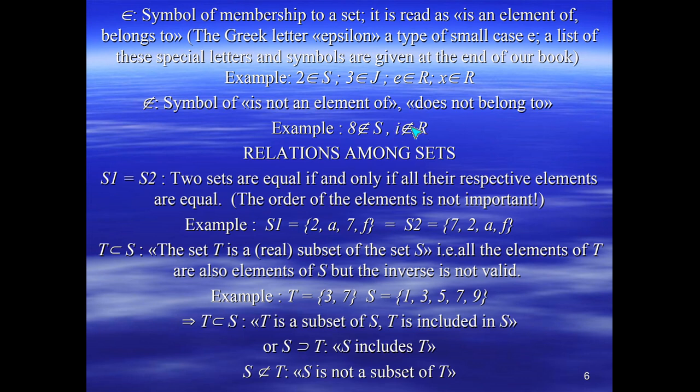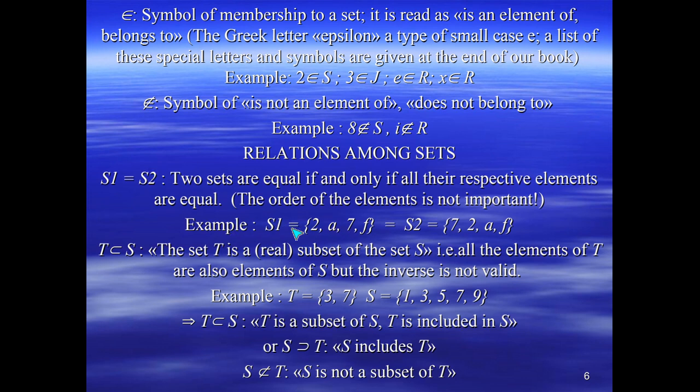You see? Then, relations among sets. What is the simplest relation? Equality. S1, is it equal to S2? These two sets, are they equal or not? How shall we know it? Well, it is simple. If they have the same elements, not only the same number of elements, but exactly the same elements, not one more, not one less, not one different. All must have the same elements. But the order is not important.